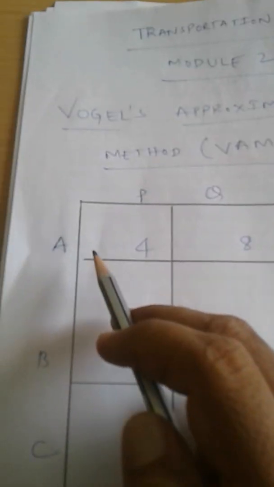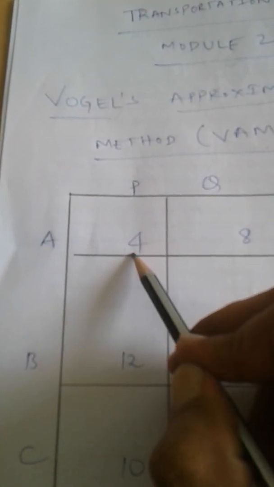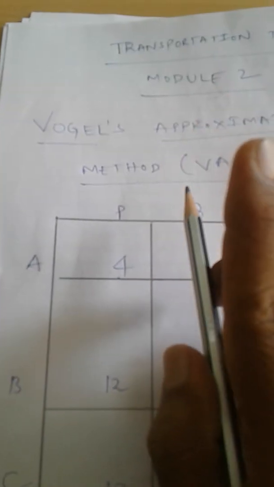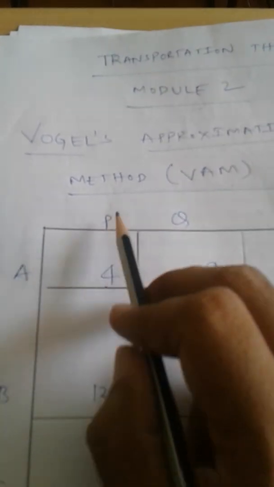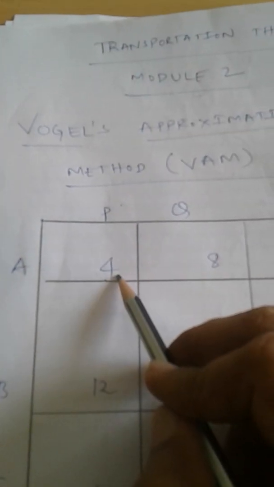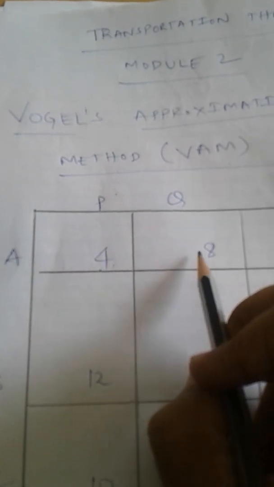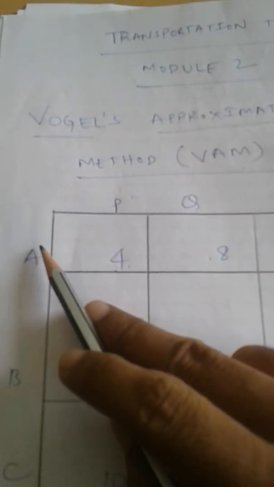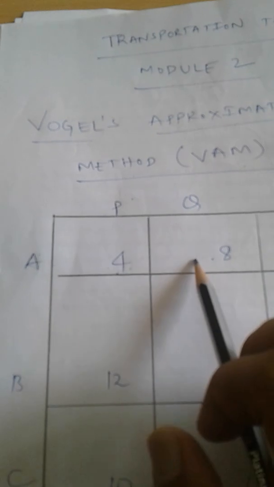Now it is given that 4 rupees is the total transportation cost. That is, if you are supposed to transport one product from A to P, 4 rupees is the transportation cost. Similarly, it costs us 8 rupees to transport one product from A to Q.